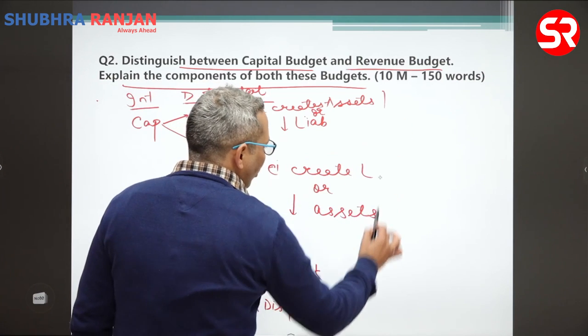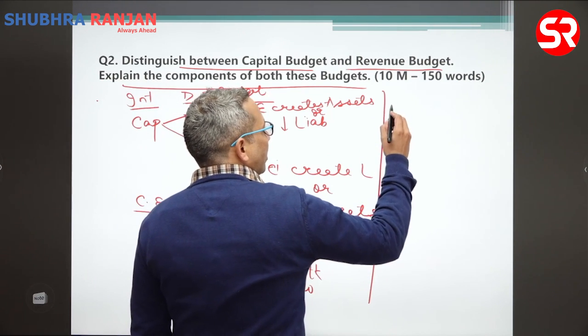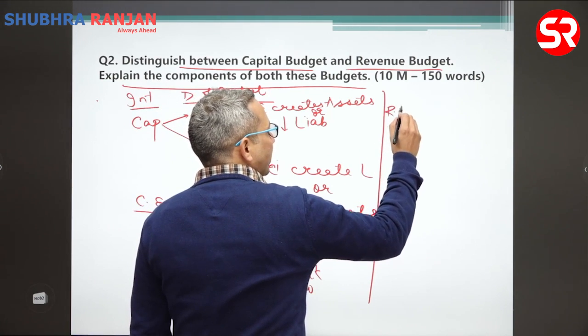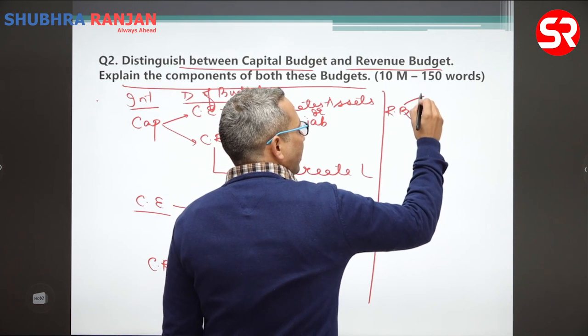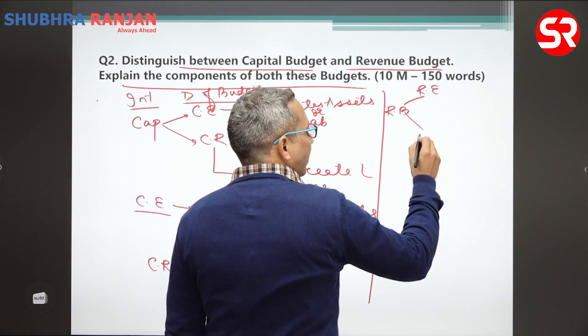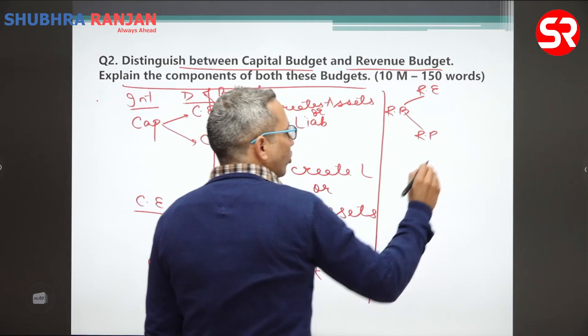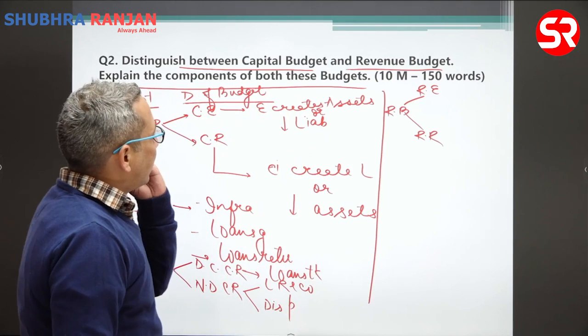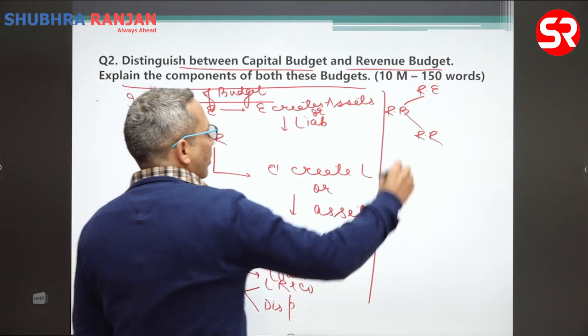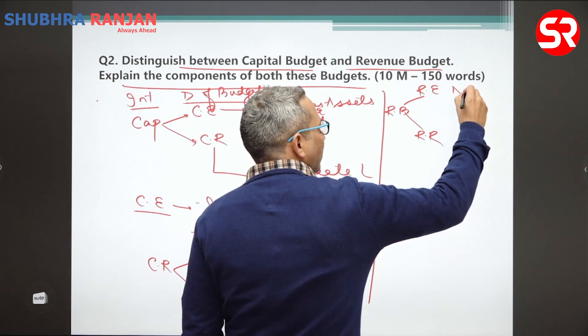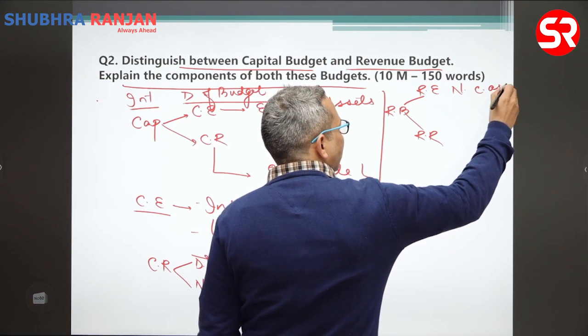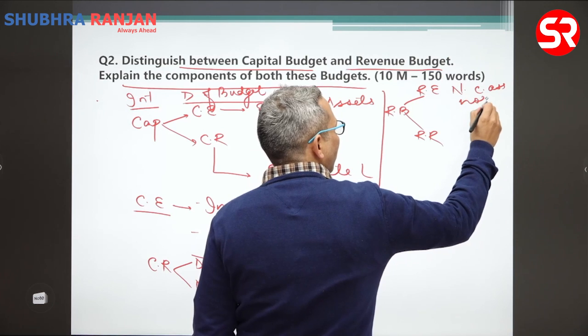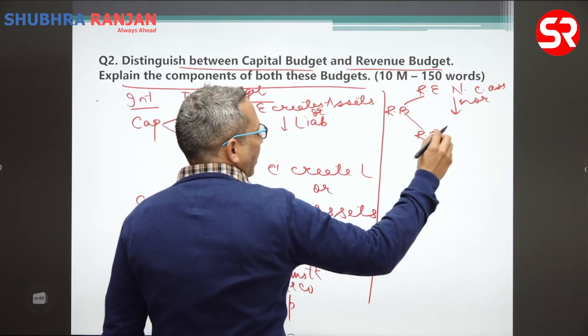And then we'll tell about revenue expenditure. We'll say revenue budget consists of revenue expenditure and revenue receipts. We'll say what is revenue expenditure, which neither creates assets nor reduces liabilities.